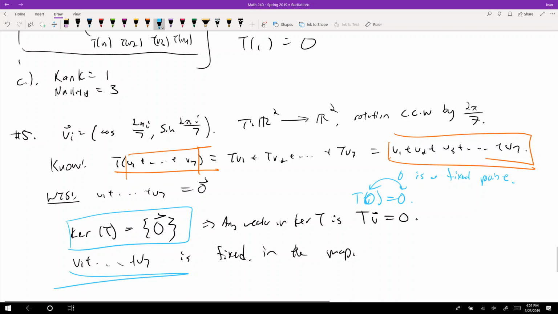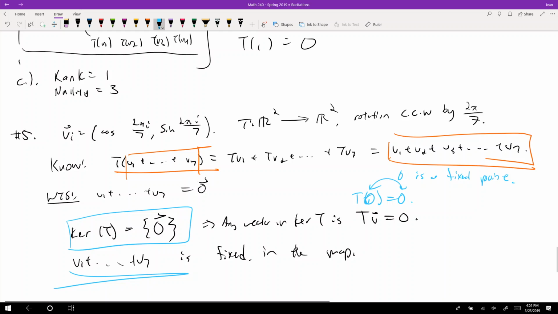I know this isn't pertinent, but could your linear transformation just be nothing, where it moves it from itself to itself? Yes, the identity transformation. But we know it's not that here, because it says it rotates by 2 pi over 7.